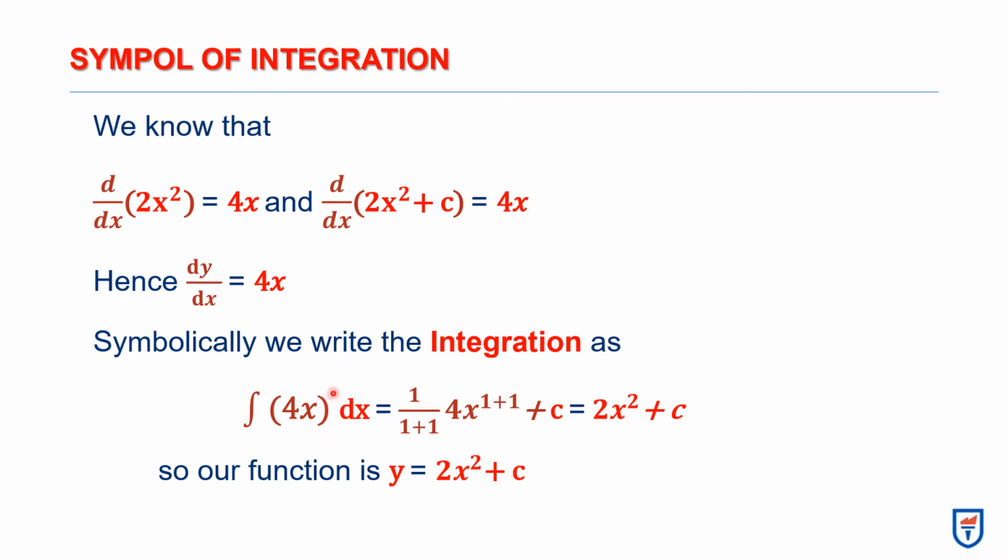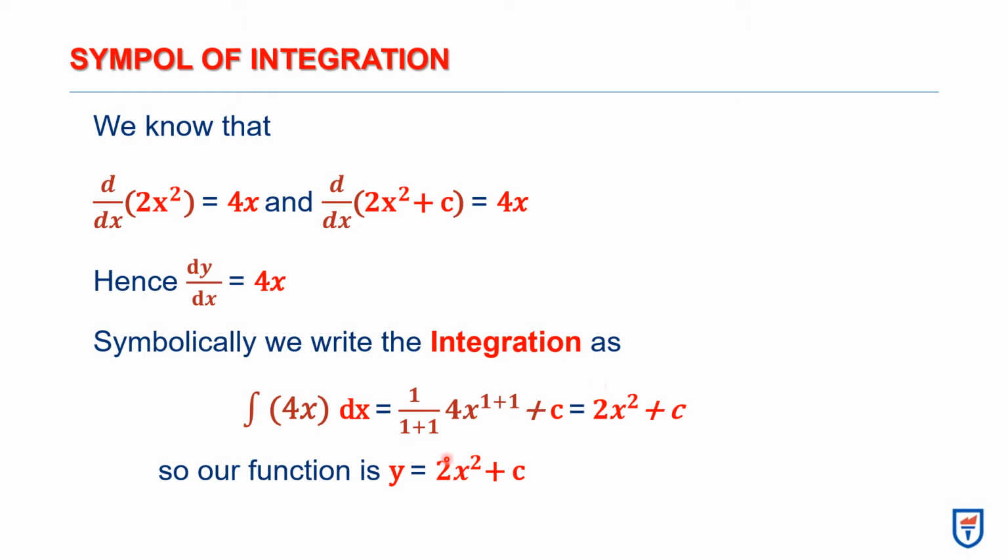we need to add 1 on the power of x, and then we divide by the total value of the power. So here we've got x to the power 1. When we integrate, we say 4x to the power 1 plus 1, and 1 plus 1 gives us 2, and then we divide by that 2. Immediately when we integrate, we need to add plus c. So we end up with an expression which is 2x squared plus c.